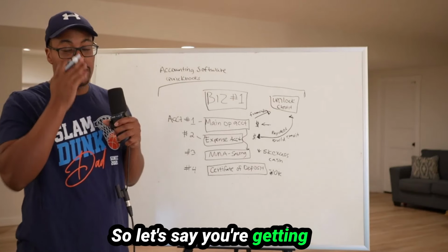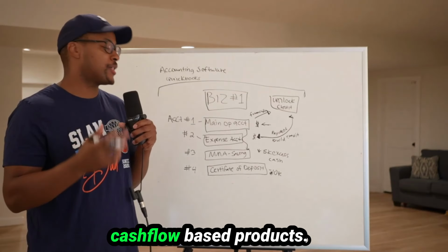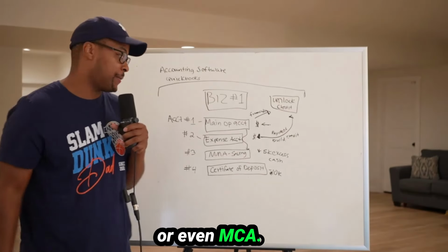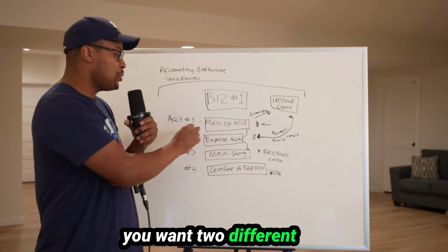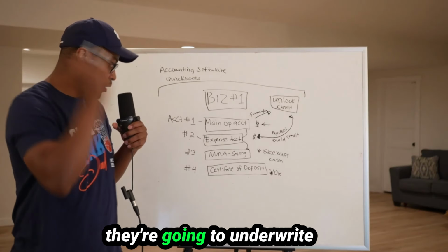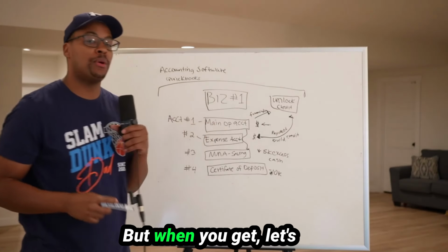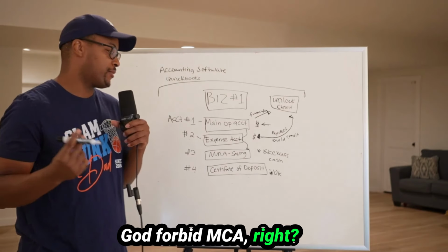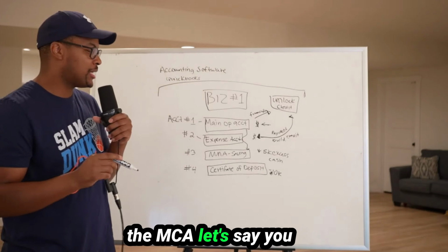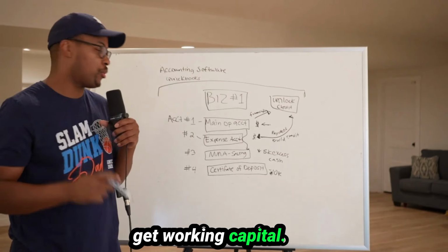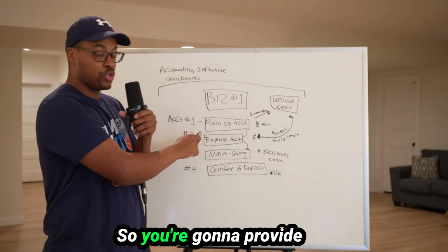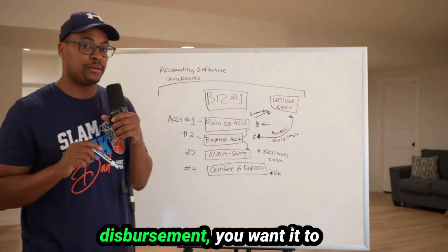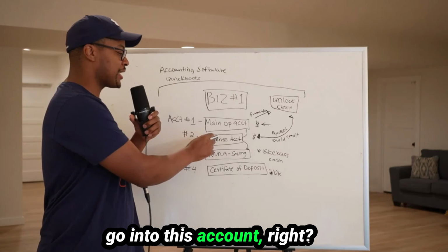So let's say you're getting some of these cash flow based products, alternative fintech, or even MCA. Now, the reason why you want two different accounts is because they're going to underwrite you on this account. But let's say you go and you get, God forbid, MCA, right? Or actually, let's not use the MCA. Let's say you get working capital. They're going to underwrite you on this account, so you're going to provide the bank statements on the main operating account. When you get the disbursement, you want it to go into this account, right?